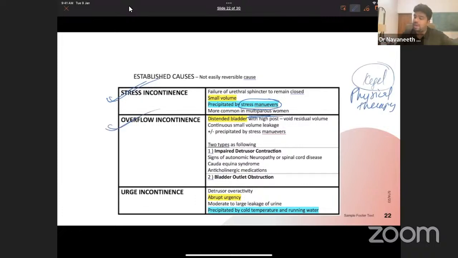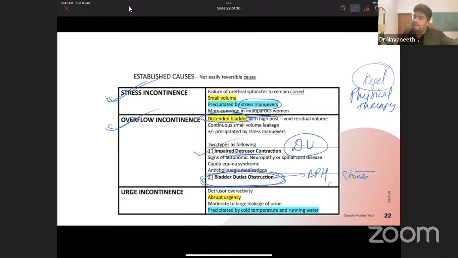Overflow incontinence is where the bladder is completely distended or very big. Voiding is not happening. This is either because of bladder outlet obstruction, which is very important to realize, although it's less common, because it requires decompression. You need to divert or remove the obstruction, like BPH, stones, etc. Or you can have impaired contraction of the detrusor, or DU, detrusor underactivity. The terms DO and DU are determined by urodynamic studies.